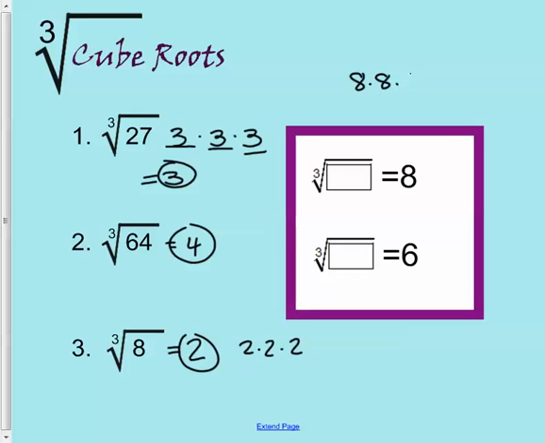So these are actually easier for me, because all I have to do is just multiply 8 times itself 3 times, and we get 512. For the 6, I would do the same thing. 6 times itself 3 times would give me 216, so that goes under the radical.